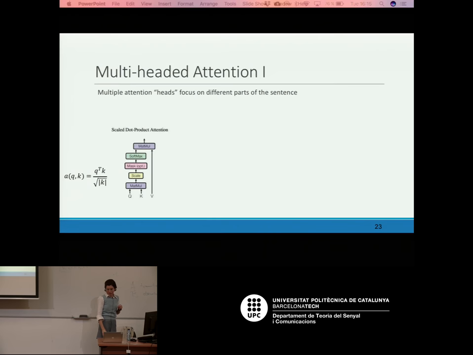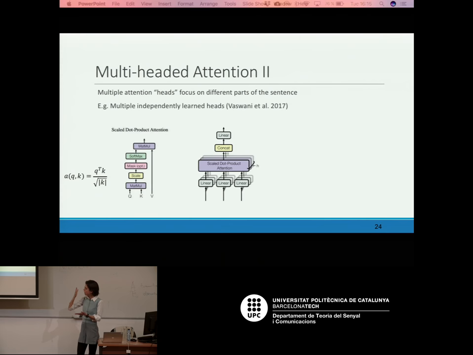Then you have this recent multi-headed attention, where multiple attention heads focus on different parts of the sentence. The idea is that here we have shown before in the previous slide the scale dot product attention, that it was the query dot product with the key. We scale this dot product and we multiply it by the value, but the idea of this multi-head attention is that you put in parallel all these several scale dot products, and this allows you to learn the attention in parallel, okay?